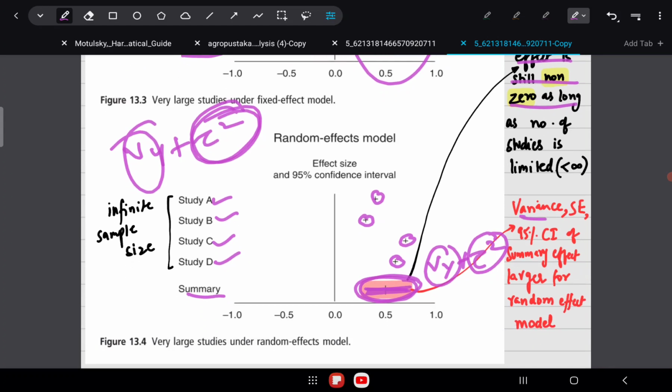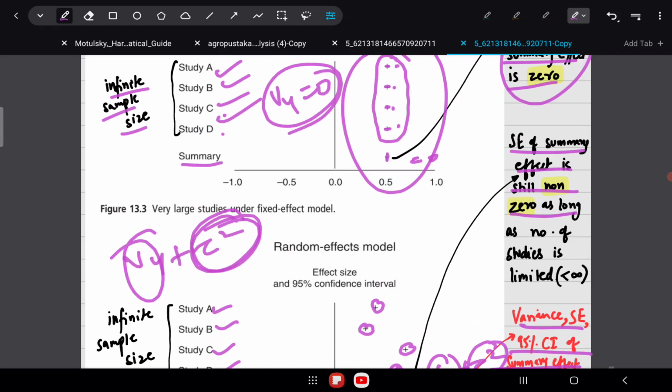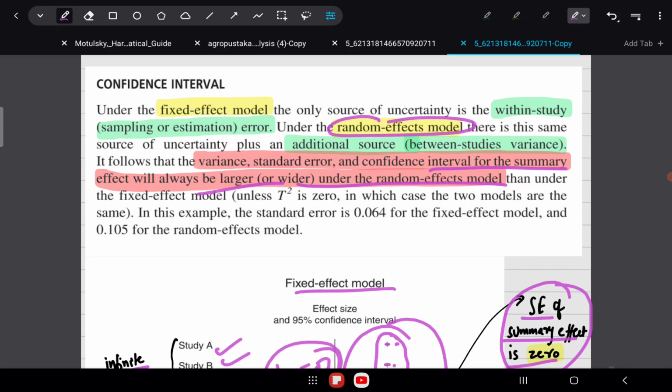So the variance, standard error, and 95% confidence interval of the summary effect are larger for random effect modeling. So this is another difference between fixed and random effect modeling: confidence intervals are actually wider in random effect modeling.